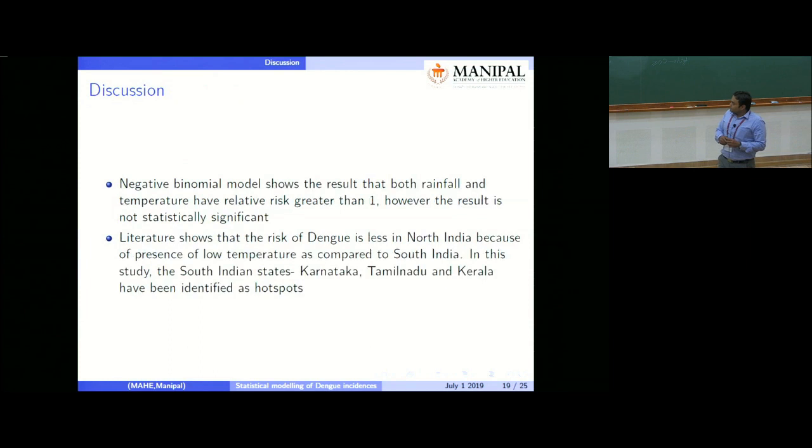So coming to the discussion, as I already mentioned, the relative risk for both rainfall and temperature were more than 1. However, they were not statistically significant. And previous studies show that dengue incidences are less in northern India because of the presence of low temperature as compared to South India. So this tallies with the result of our study also, as our study showed that Karnataka, Tamil Nadu and Kerala, which are predominantly southern states, are hotspots.